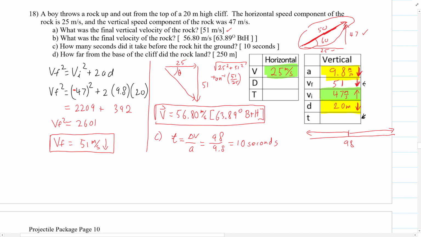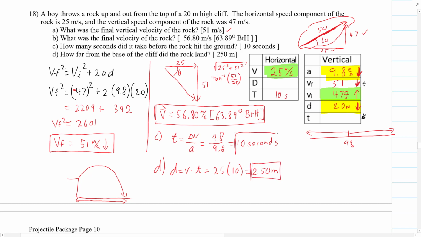And how far from the base of the cliff? So we're launching, and we want to know how far that is. The time of flight times the horizontal speed. The time of flight is 10 seconds, and therefore d will be velocity times time. 25 times 10 is 250 meters. There are my answers.